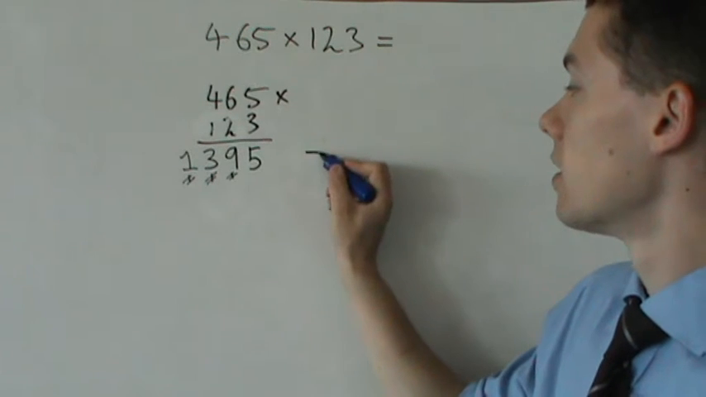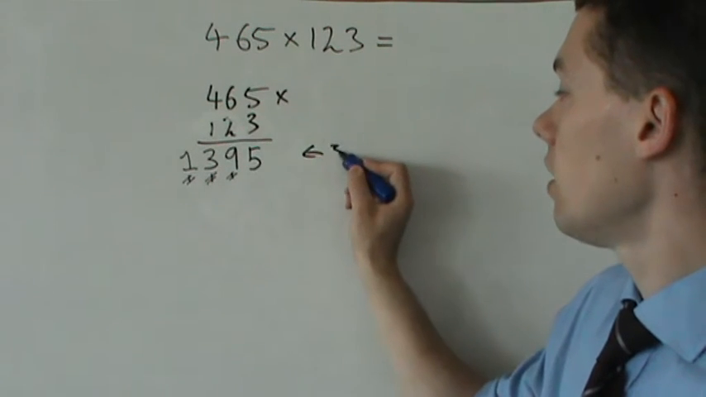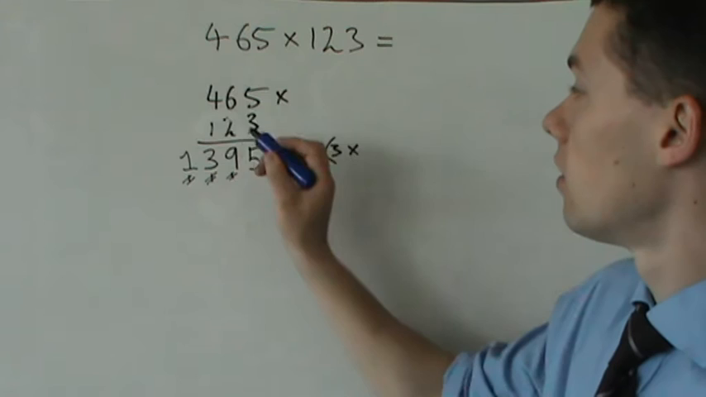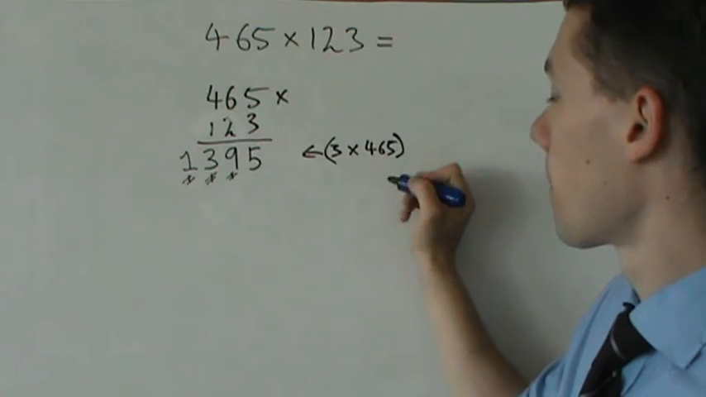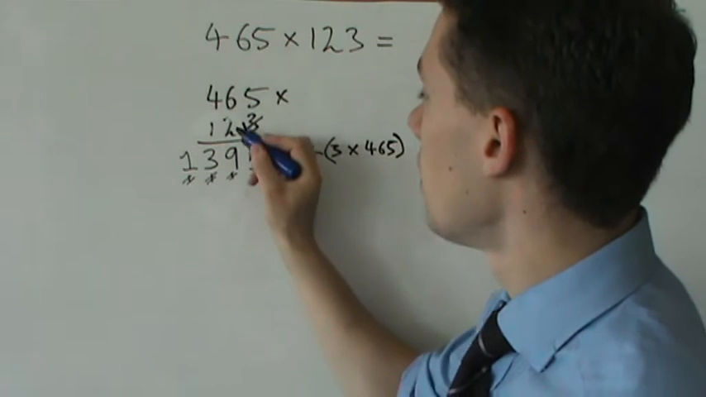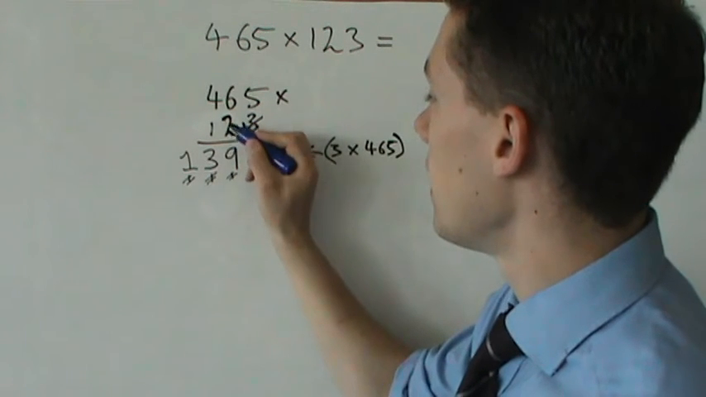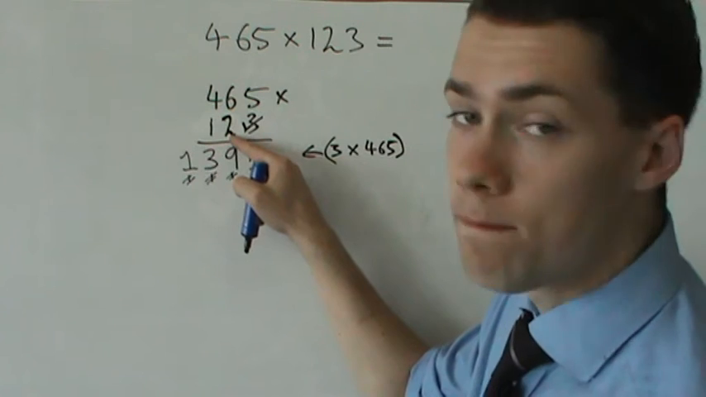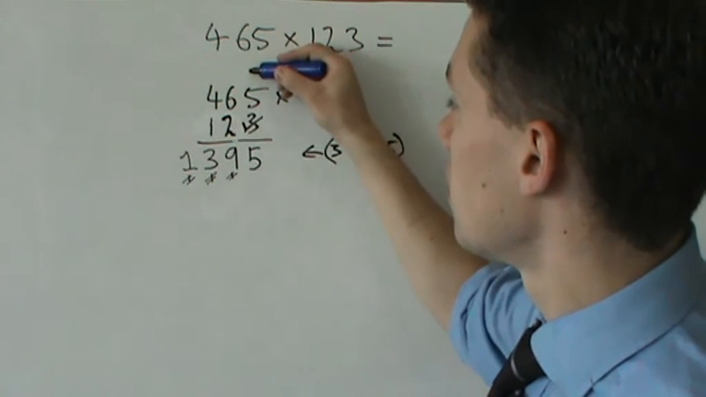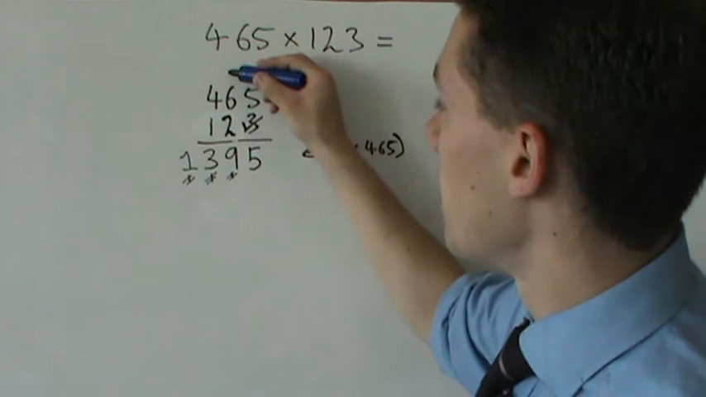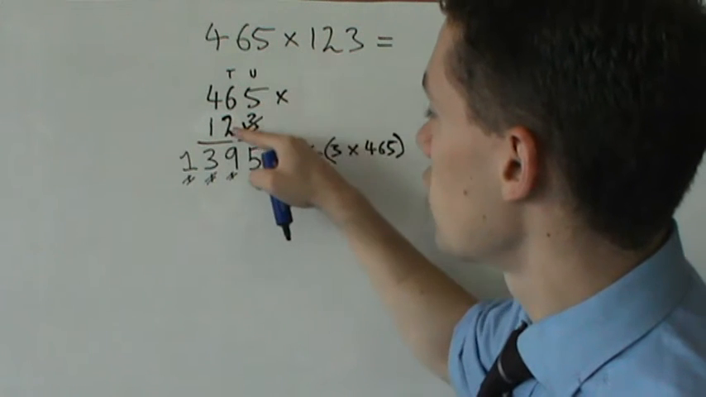So I'll write that to the side. That is 3 multiplied by 465. So that's my 3 done. I'm now moving on to this number here. Now it looks like a 2, but actually it's a 20 because my units column is here and my tens column is here. So it's actually a 20.